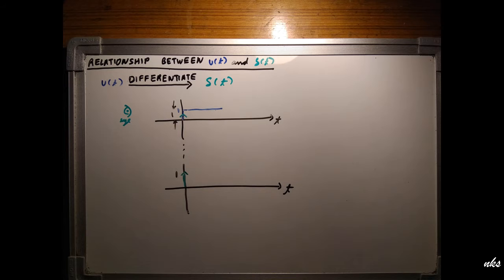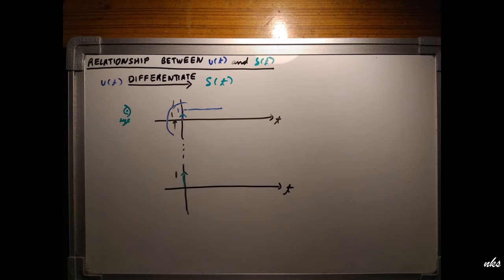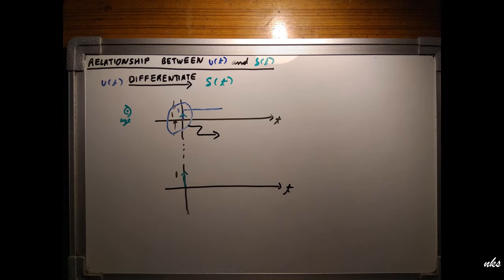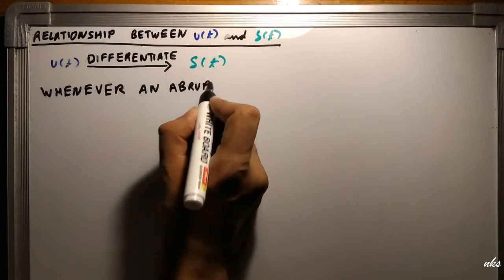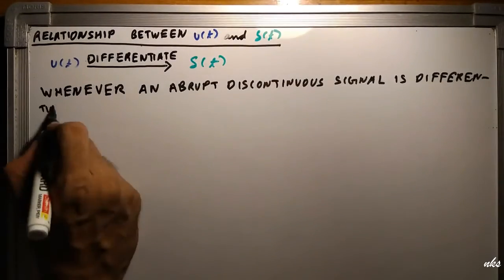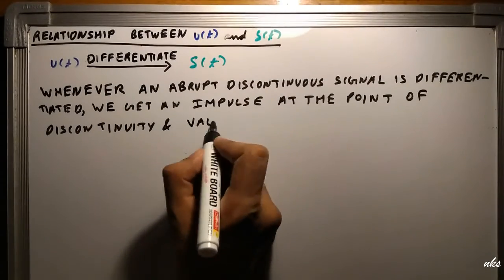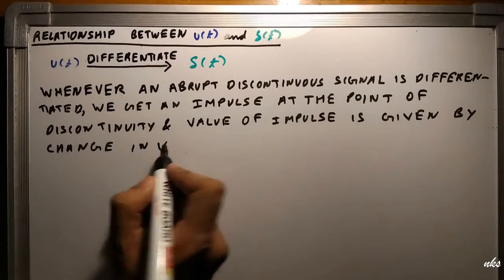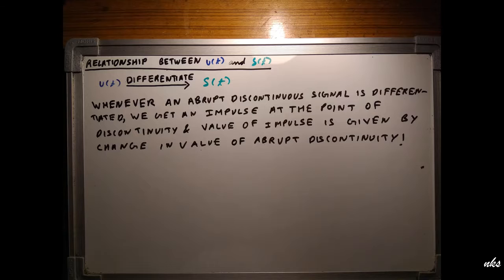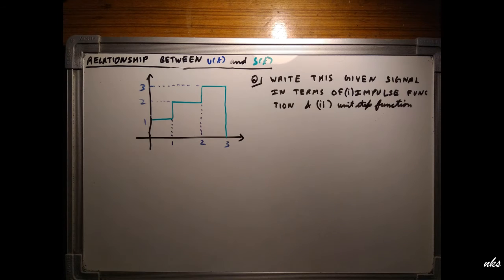The height of the impulse, or I should rather say the magnitude of the impulse, is the change, that is 1, as shown on the screen. So what is the conclusion? Whenever an abrupt discontinuous signal is differentiated, we get an impulse at the point of discontinuity, and the value of the impulse is given by the change in value at the abrupt discontinuity. See, read this statement 2 or 3 times and you will get what I am trying to say. Now let us solve this question to enhance our clarity.